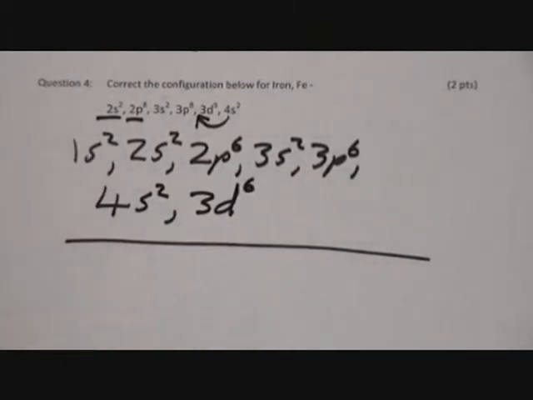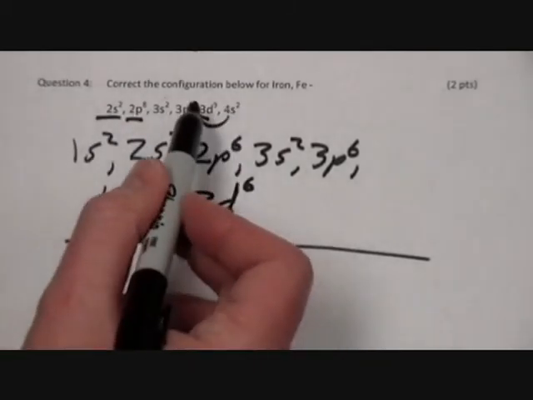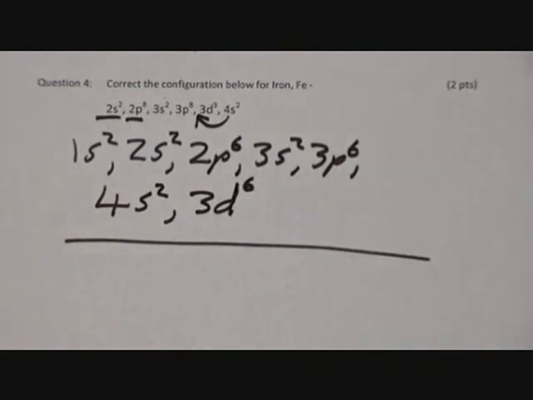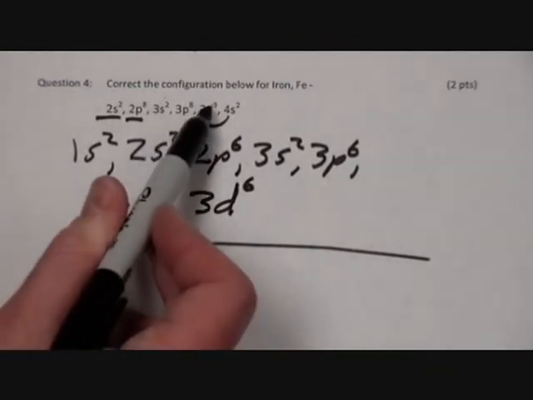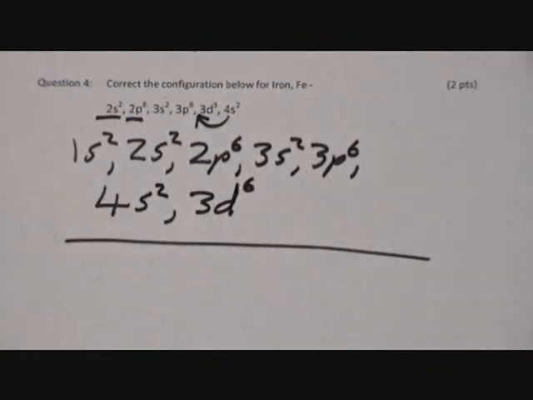We have the 1s, the p subshells can only take 6, and the 4s is filled before we start filling the 3d, and it should be just 6 electrons in the d instead of 9.